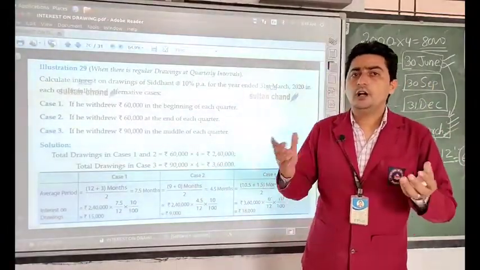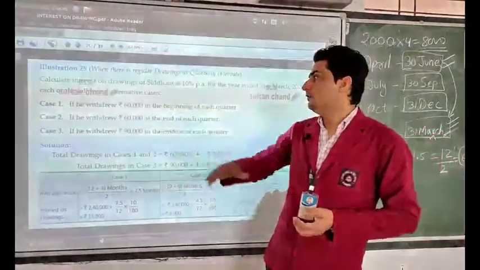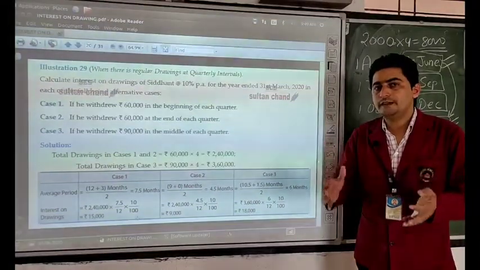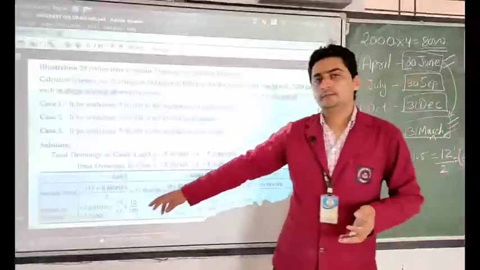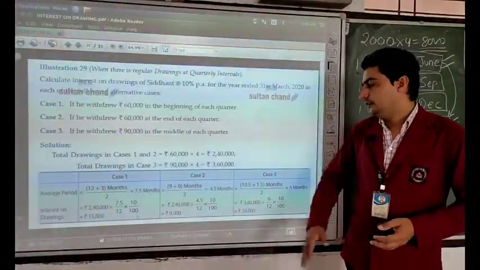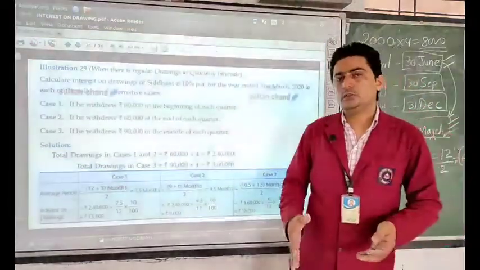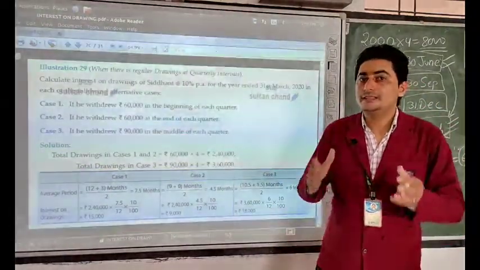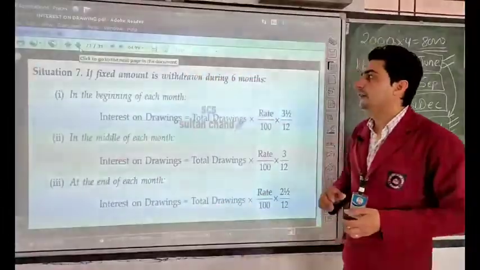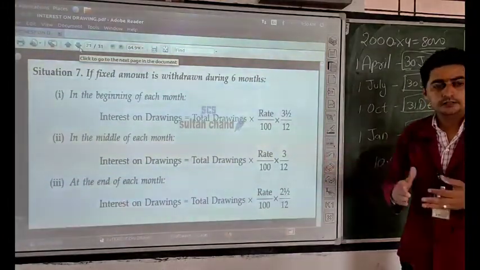Let us revise what will be the average period of time. In first case, because he is withdrawing in the beginning of each quarter, the average period of time will be 7.5 months. If he is withdrawing at the end of each quarter, the average period of time will be 4.5 months. If he is withdrawing in the middle of each quarter, the average period of time will be 6 months. Now, if fixed amount is withdrawn during 6 months, so the period of time is 6 months.